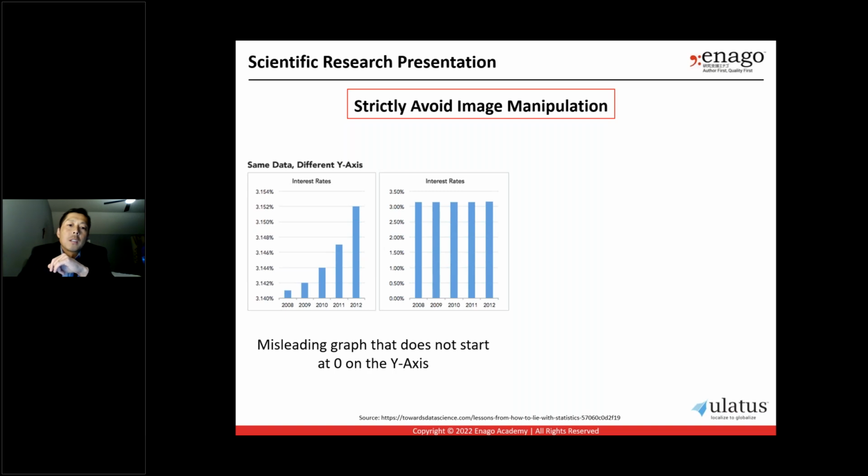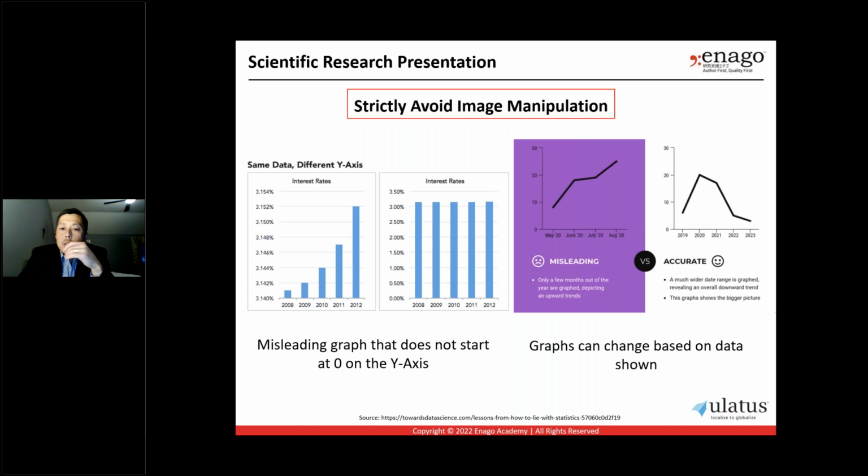Right, so these are a couple examples of image manipulation. You can see on the left graph, the scale on the y-axis is really, really small. So that's why you see a big difference. But if you look at the regular scale, you see that the interest rates are really not that different, okay? Same thing with this one. In this case, the x-axis is actually shortened, but if you extend it, you see that the right graph is much more accurate of what the data represents, okay?